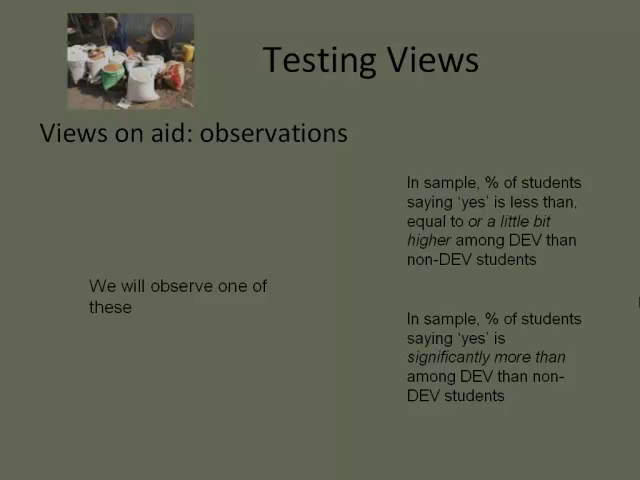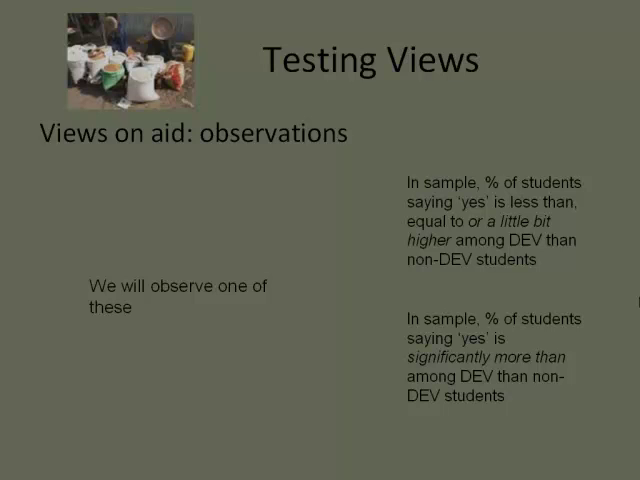I tried to draw some possibilities. The big circle is the whole population, all the possible dev students. And it could be that they have about the same views there, or dev could be slightly more negative towards aid, or dev could be much more positive, like here. But you can't observe that. All you can observe in each case is a little sample. And these are the possibilities in your sample.